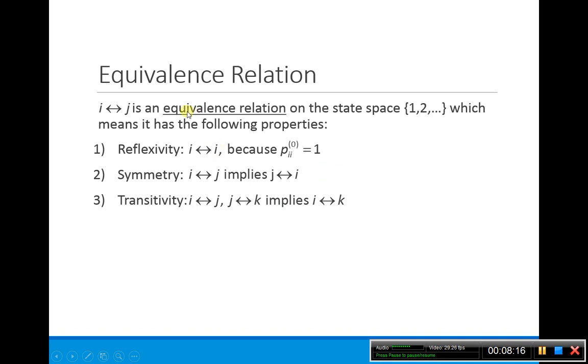And the other reason why this is said to be an equivalence relation is the transitivity property. If I communicates with J and J communicates with K, then I is accessible from J and J is accessible from I, J is accessible from K and K is accessible from J. So it obviously means that if I'm in I, I can get to K, or if I'm in K, I can get to I. So that means I and K have to communicate.